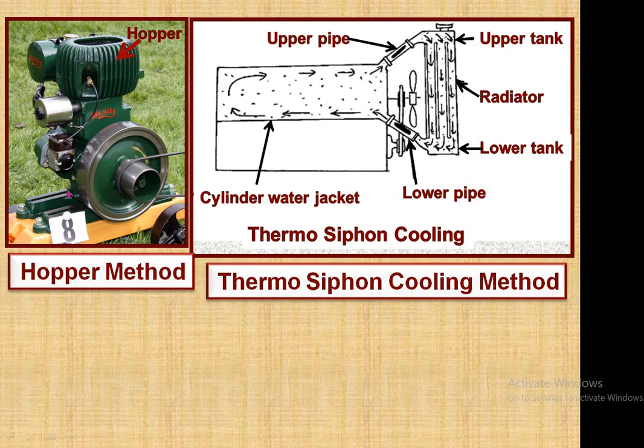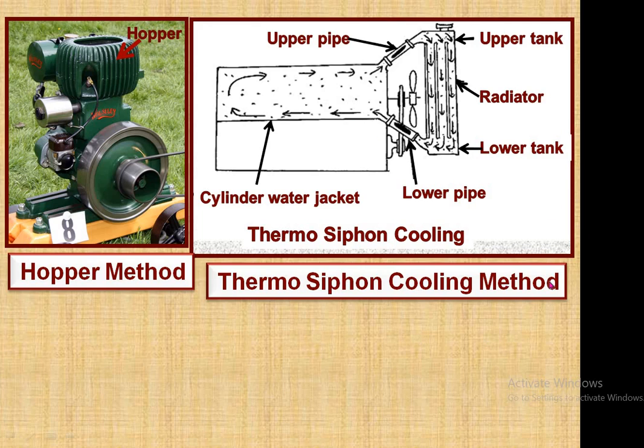Then this is the hopper method. Generally in our diesel engine the hopper is provided at the top of the engine head, and cold water is employed in it, and this water absorbs the heat of the engine system. So this is the hopper method. Generally when the engine is not of much HP, meaning it is not generating more power, then this hopper system may be employed.